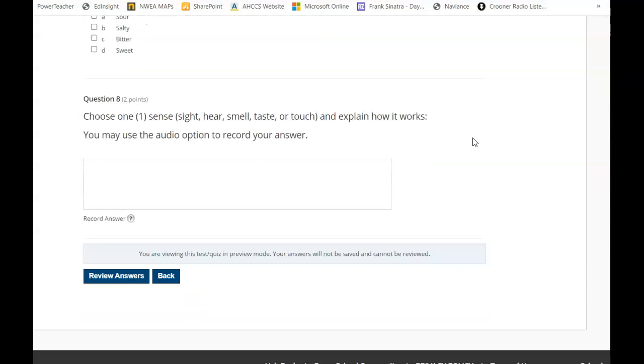Choose one sense, sight, hear, smell, taste, or touch, and explain how it works. You may use the audio option to record your answer.